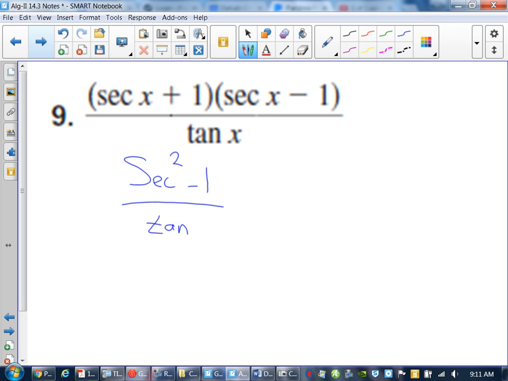If there was only some identity that had the word secant squared and a 1 in it. Oh yeah! Is there a trig identity? So I wonder, what could I do to make it look like secant squared minus 1? Tangent? And there you go.